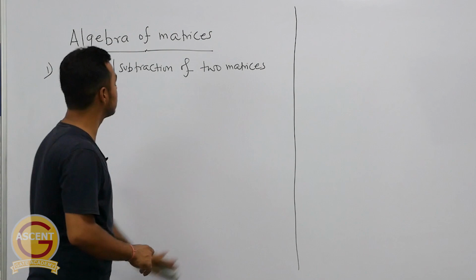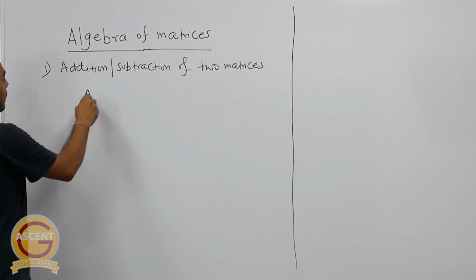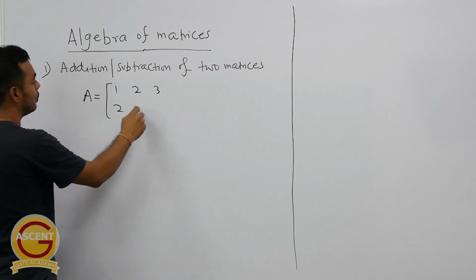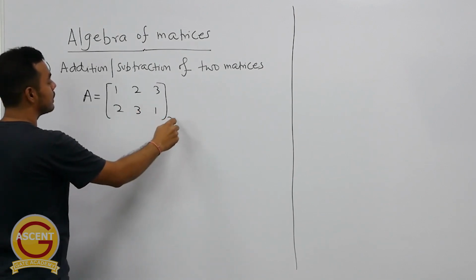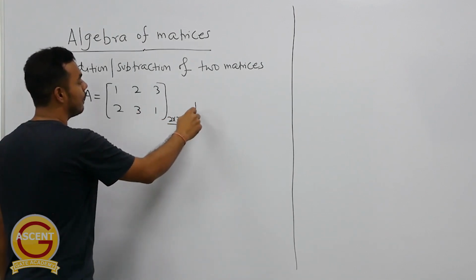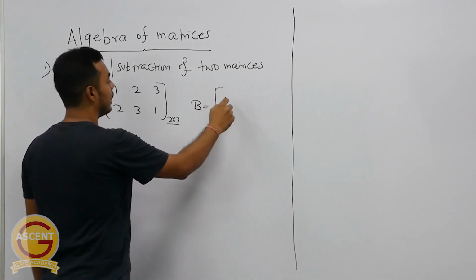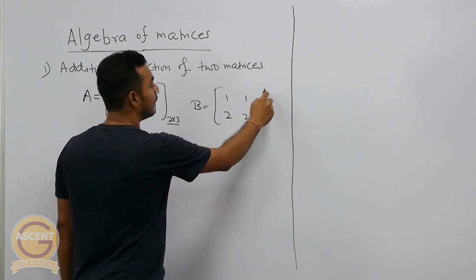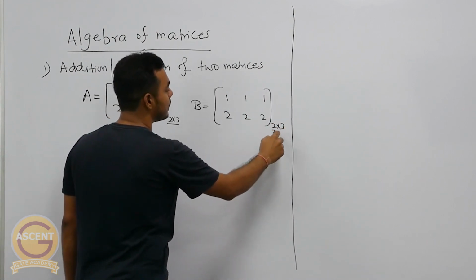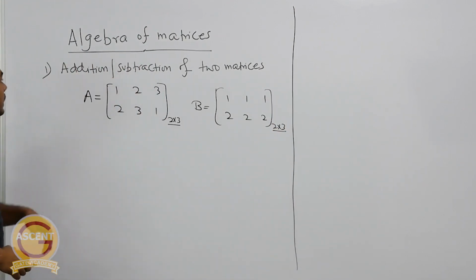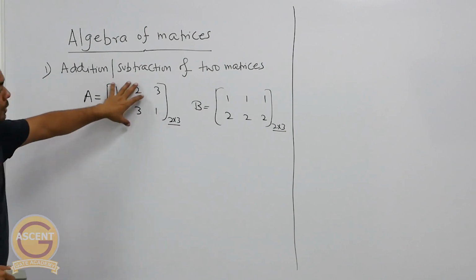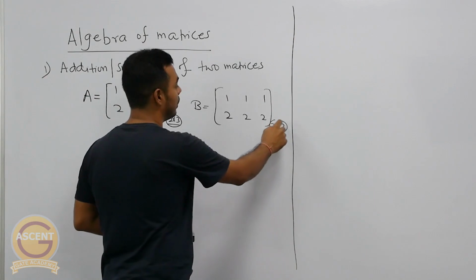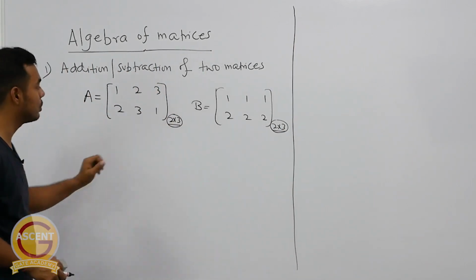If I have to add or subtract two matrices, suppose I have a matrix A, which is say 1 2 3, 2 3 1, and the order of this matrix is 2 into 3, and I have another matrix B, and the first row is say 1 1 1 and second row is say 2 2 2, and the order of this matrix is again 2 into 3. Then first thing, you can add two matrices only when they are of same order. The first matrix is of order 2 into 3, the second is of order 2 into 3, so therefore we can add these two matrices.